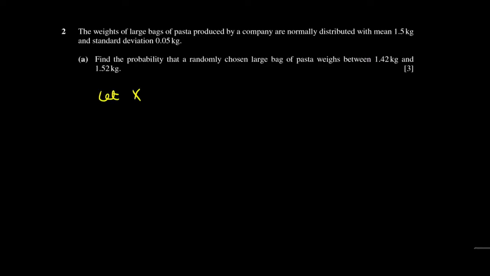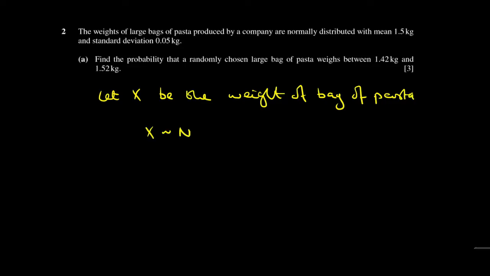We're going to say let x be the weight of a bag of pasta. And therefore, we can say that x is normally distributed with a mean of 1.5 and with a standard deviation of 0.05. So we write 0.05 squared there because that's the variance. Now, what are we being asked to find? We're being asked to find the probability that our x value is between 1.42 and 1.52.